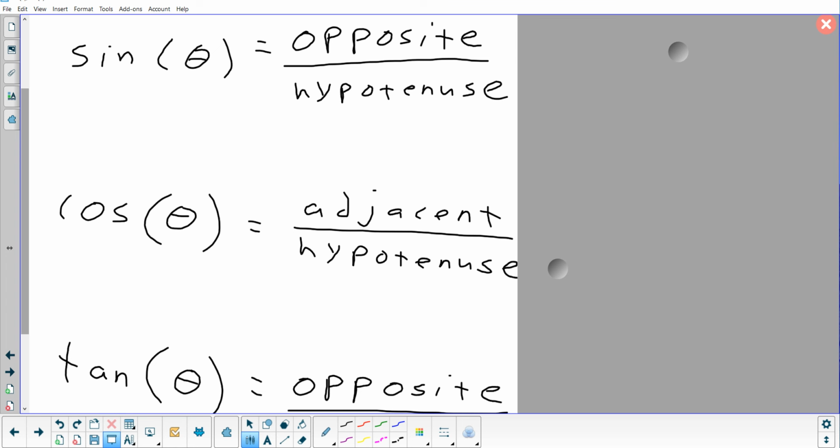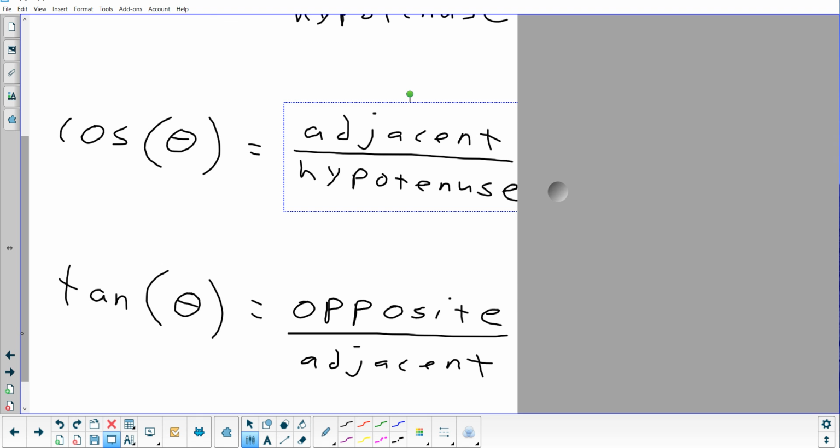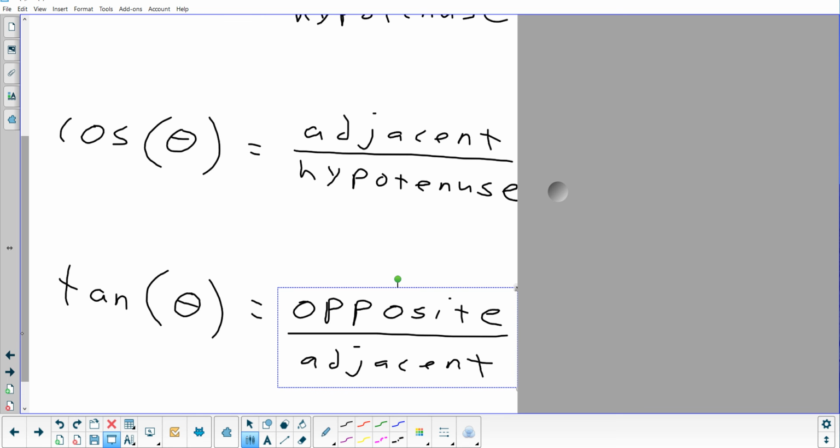So the sine of an angle is defined as the length of the side that's opposite the angle divided by the length of the hypotenuse. Divide those two, you get a decimal, that's your sine. If you want to know the cosine of an angle, that's the length of the side that's adjacent to you divided by the length of the hypotenuse. And tangent is the length of the opposite side divided by the length of the adjacent side.